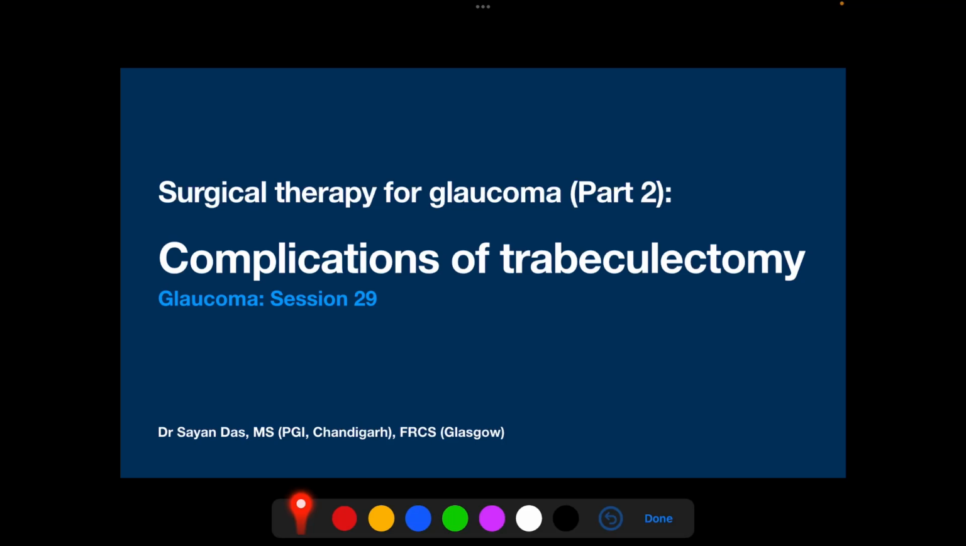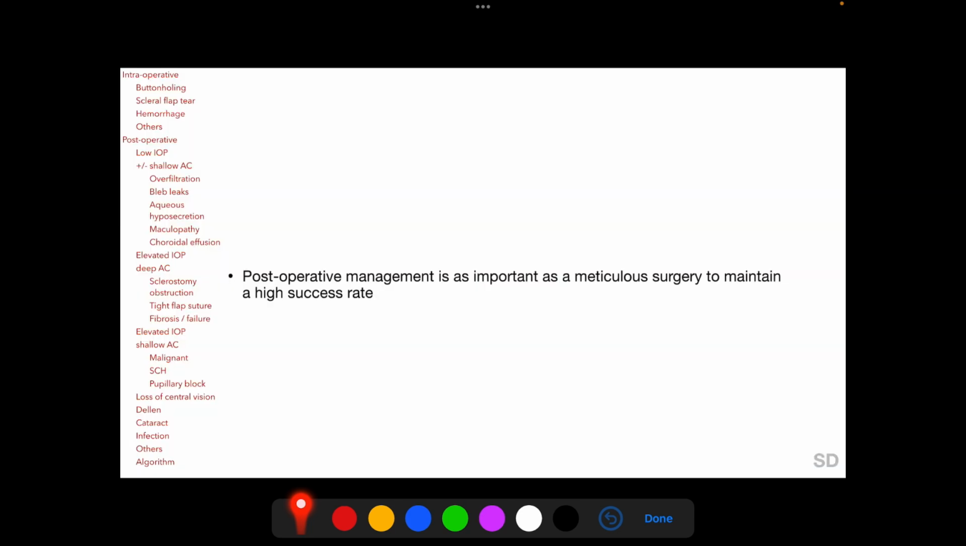Welcome. In the previous session, we discussed the indications and techniques of trabeculectomy and adjuncts which can be used during trabeculectomy. In this session, we will be discussing the complications of trabeculectomy. Unlike many other surgical procedures, post-operative management following trabeculectomy is as important as the surgery itself to maintain a high success rate of the procedure.